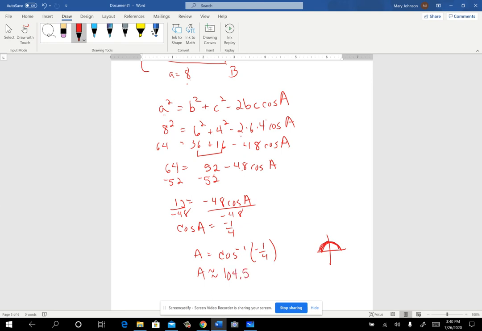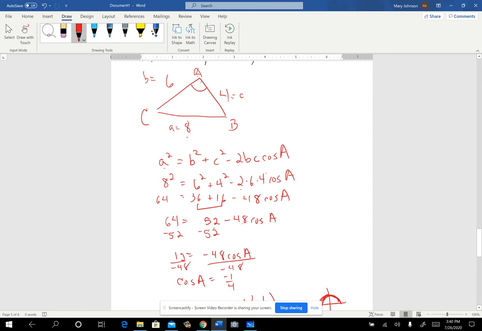104.5. And it said to round to the nearest tenth. No, it didn't. It said round to the nearest degree on angles. So I would round that to, well, if I rounded that to the nearest degree, then I would round it to 104 degrees.